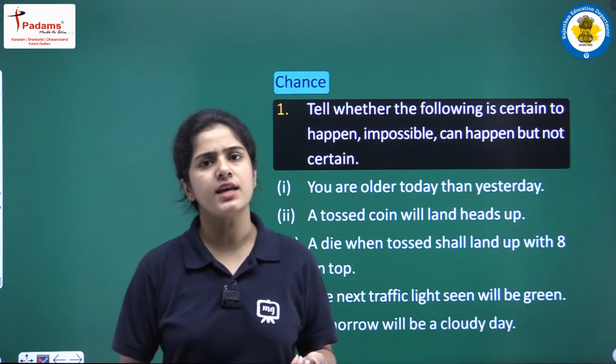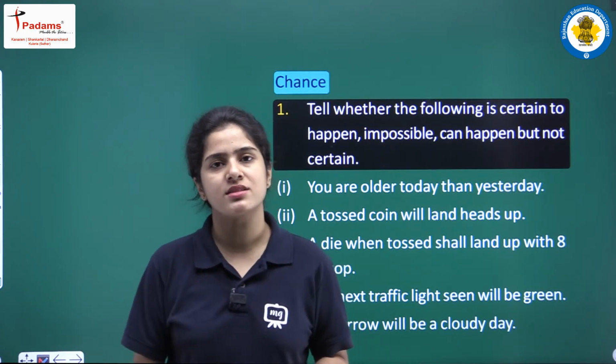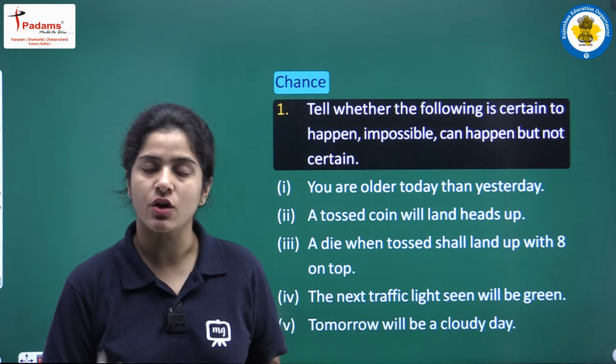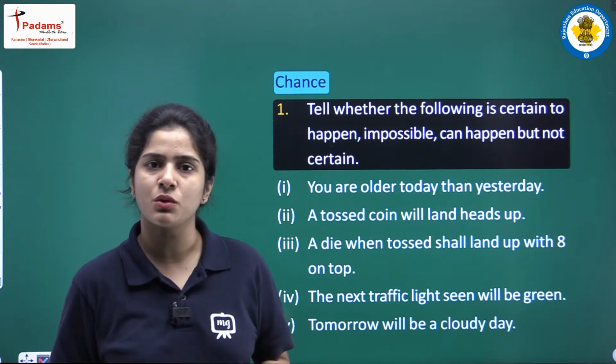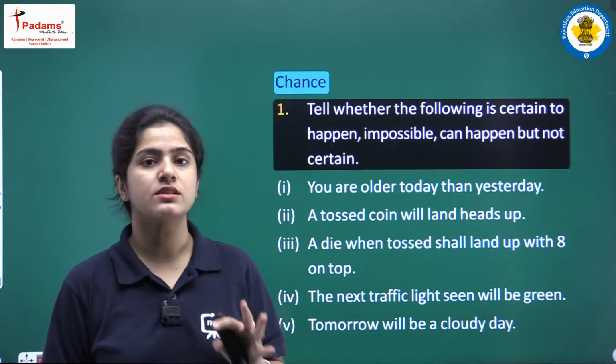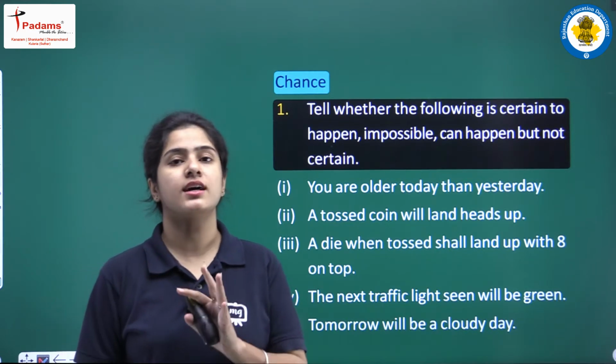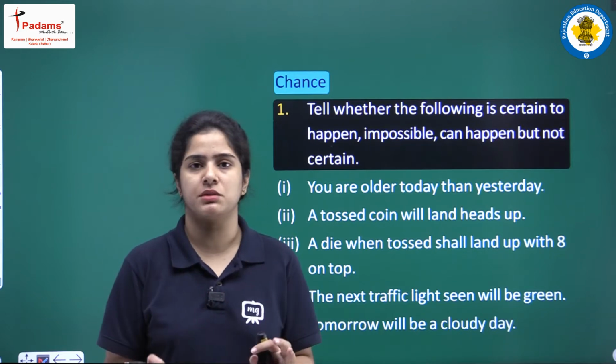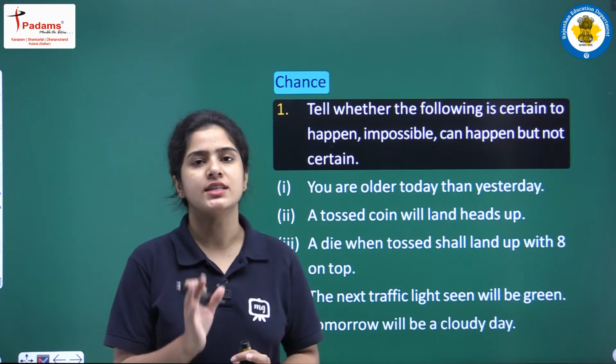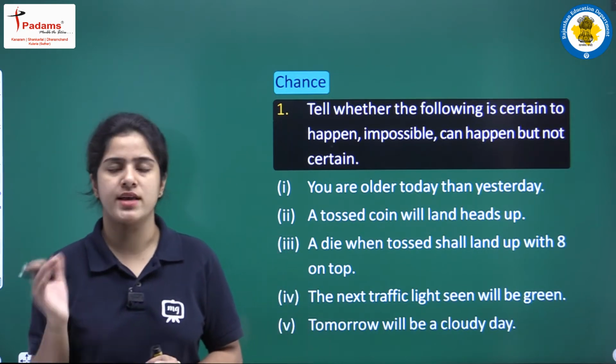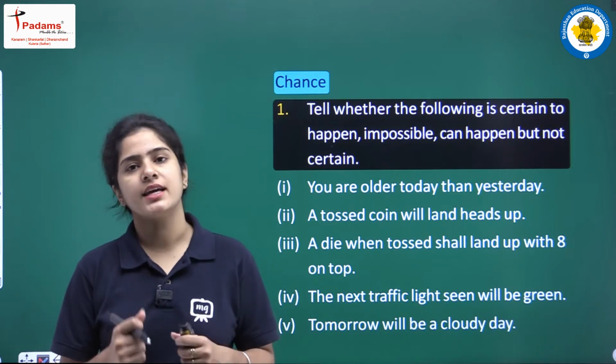But when I say that the sun rises from the west, is there any chance or any probability of it happening? No students, it will not happen. This is uncertain. It is completely impossible. So the sun can't rise from the west. Similar things can happen.